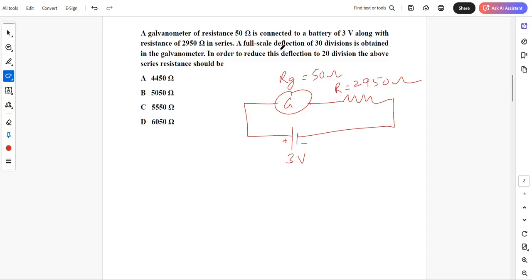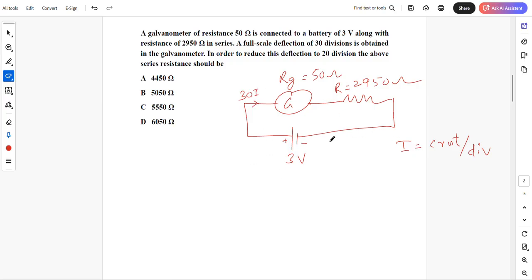Now a full scale deflection of 30 divisions. Okay, 30 divisions. Let us take I is equal to current per division. Current per division, so this will be 30I. Okay, 30 into I.